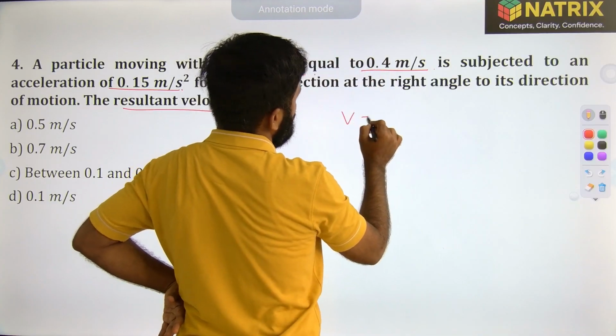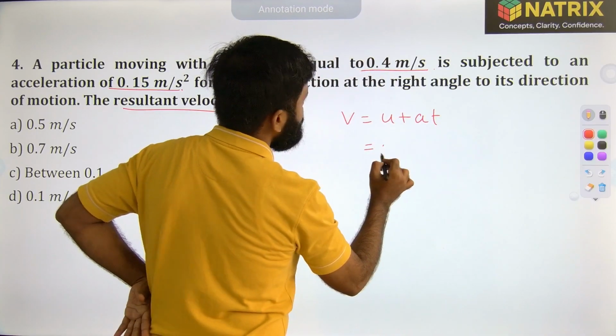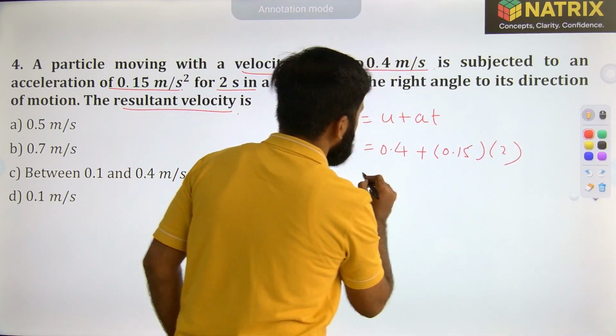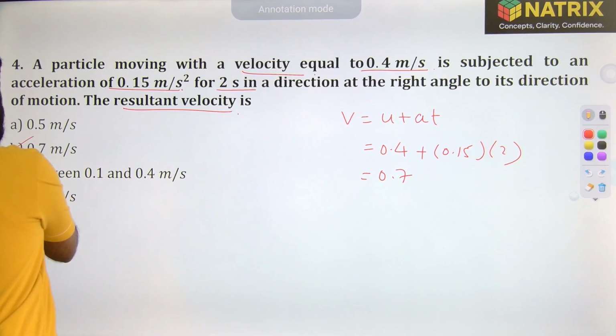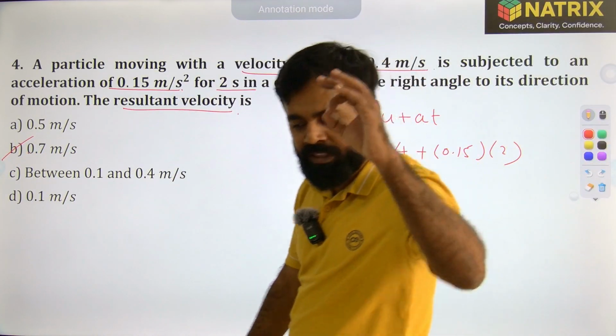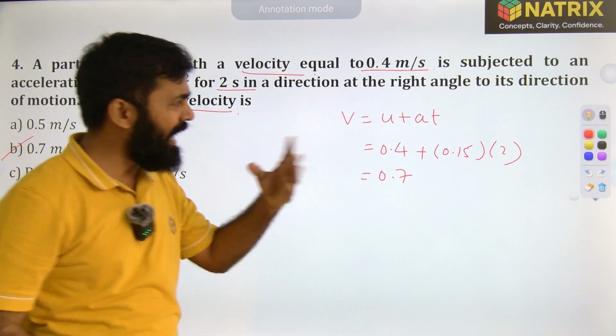What will we be doing? We'll apply V is equal to U plus at. U is 0.4, acceleration is 0.15, time is 2. You will get 0.7 and you will take the answer as 0.7 meter per second. That is absolutely wrong. Why is it wrong?